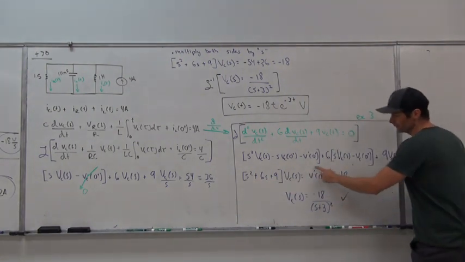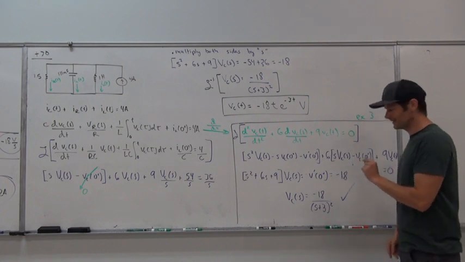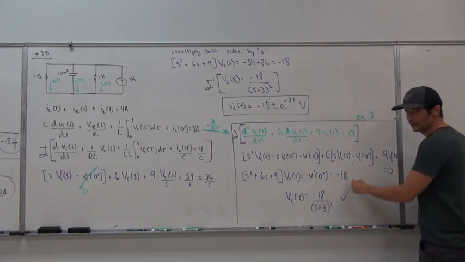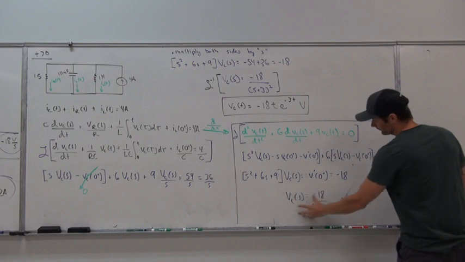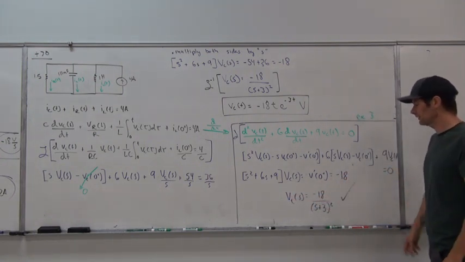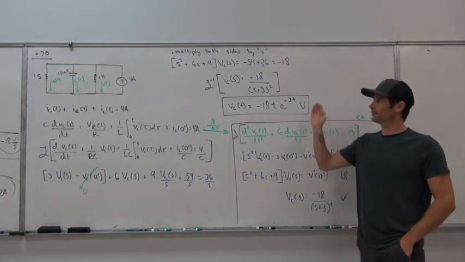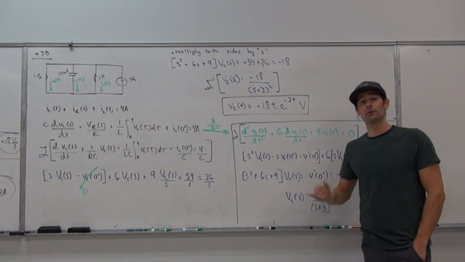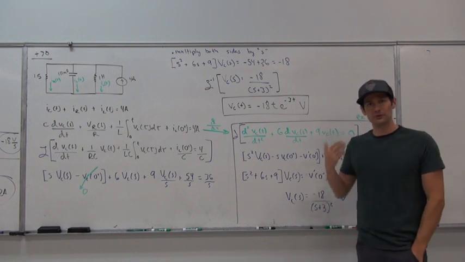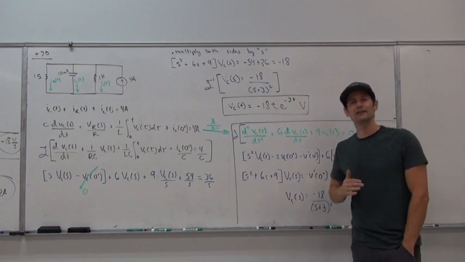But what was V prime of 0 plus? We derived it: negative 18. There it is, guys. Therefore, Vc of s comes out to be negative 18 over s plus 3 squared. That satisfies Vc of s for both of those, so either form produces the same form of Vc of s.